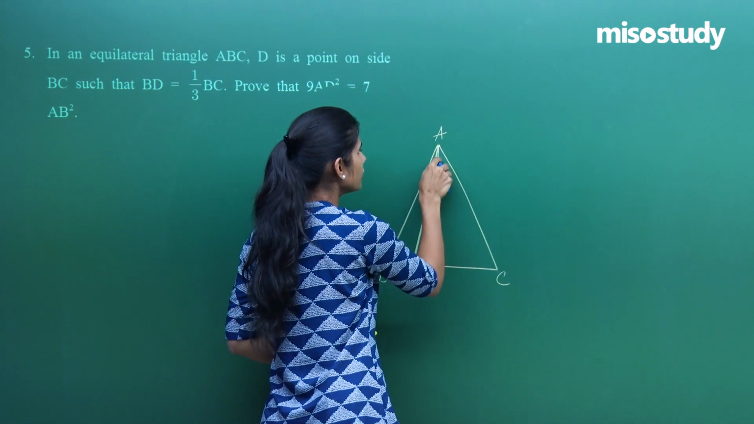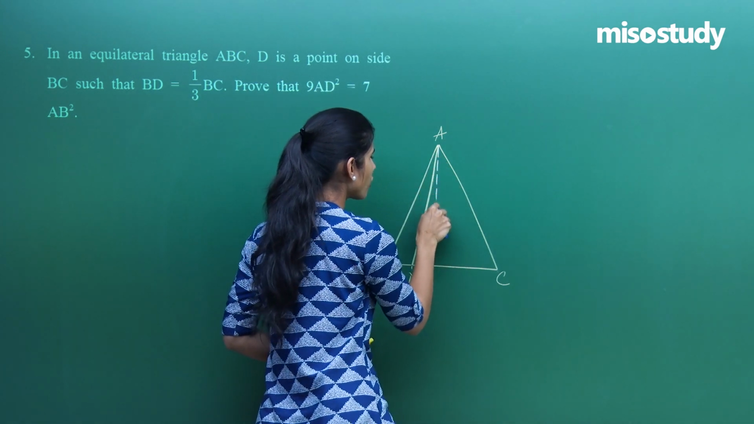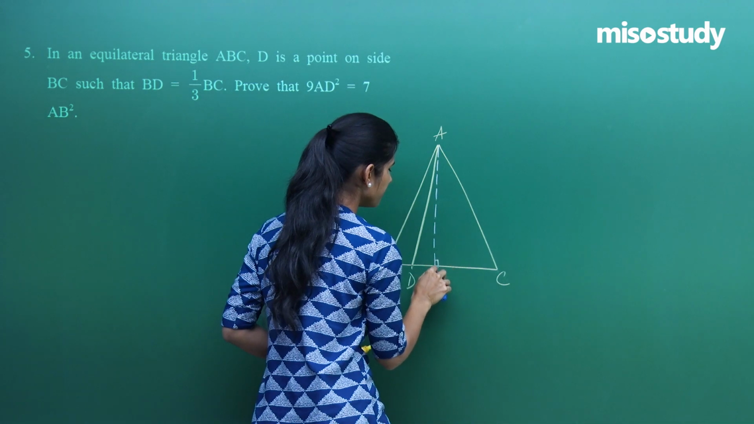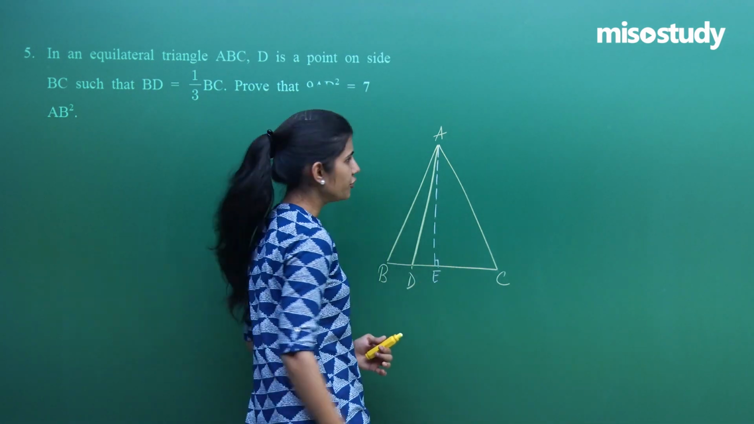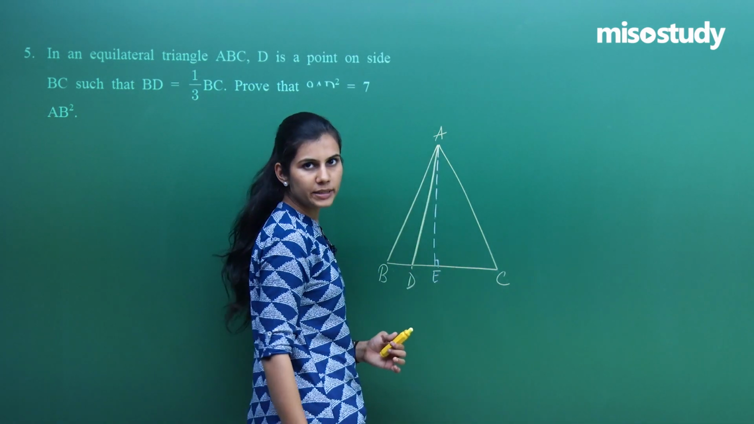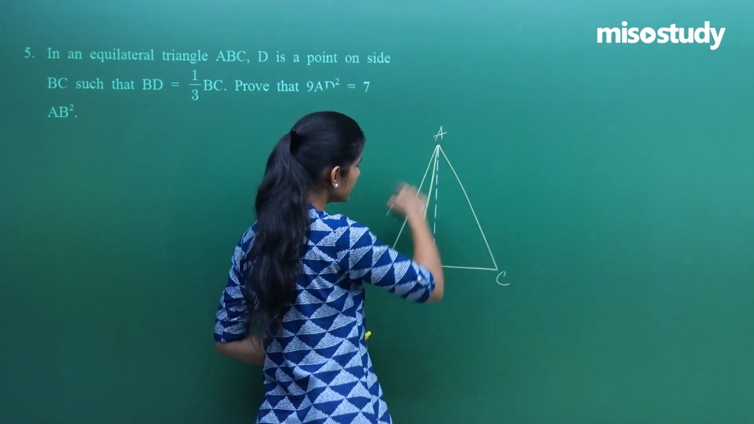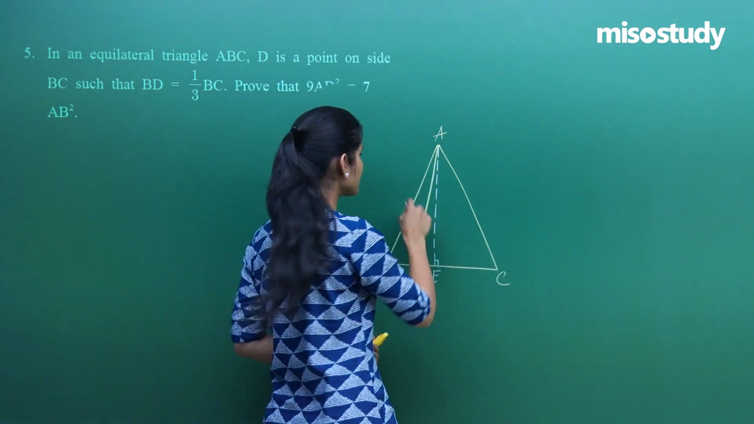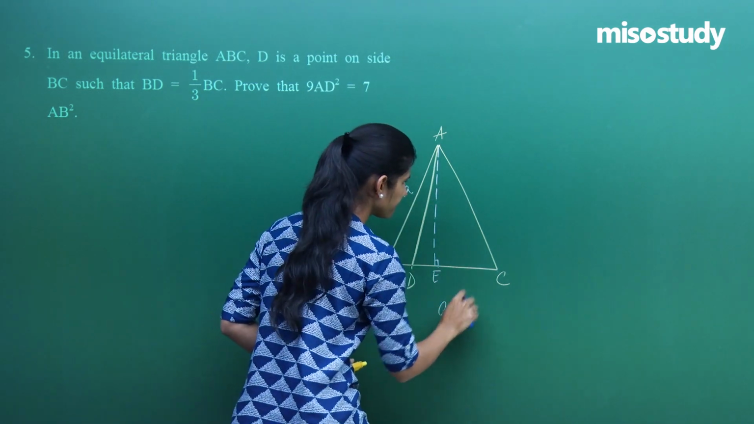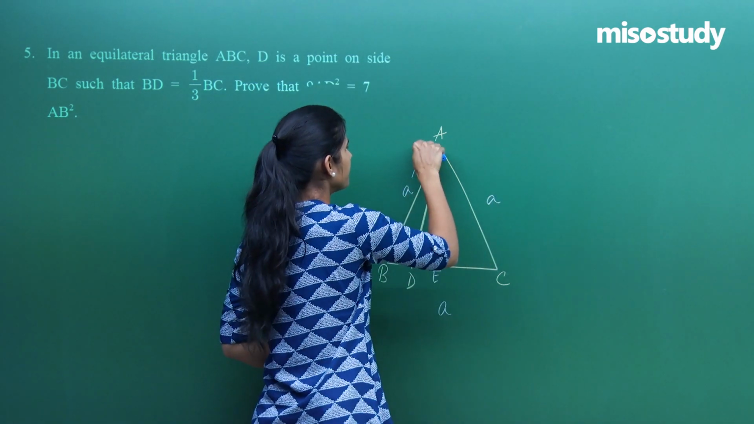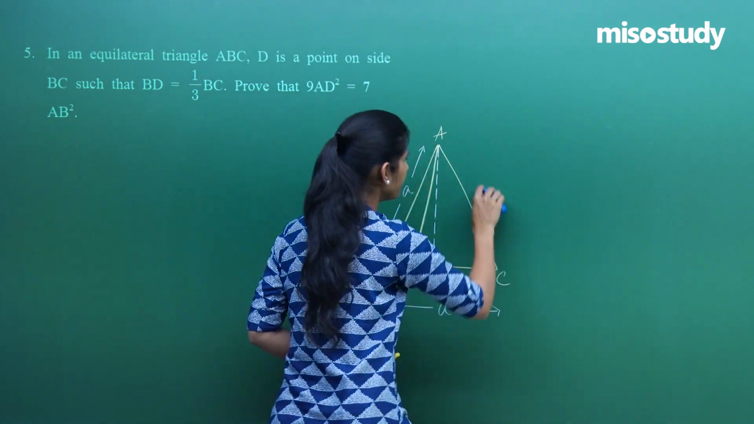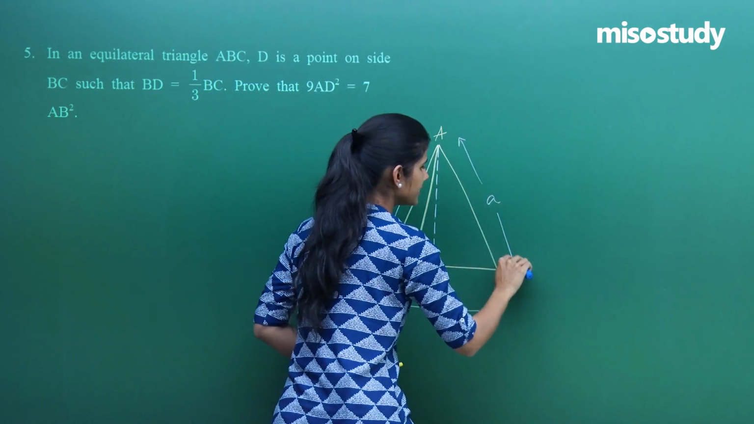What you do is you drop a perpendicular from A onto BC. And please don't forget, this is an equilateral triangle. So each side is of the same length. Suppose that length is a. So I have AB is of length a, BC is of length a, and AC is of length a.